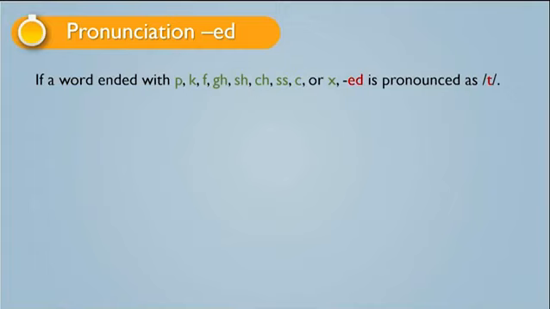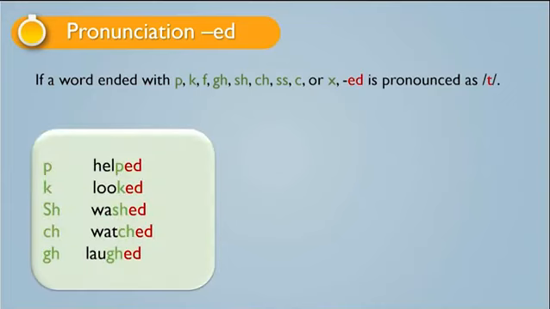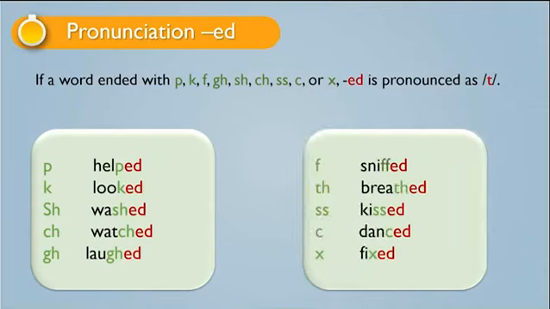If a word ended with p, k, f, gh, sh, she, ch, double s, c, or z, when you add ed, ed is pronounced as t, just like in these examples: helped, looked, washed, watched, laughed, sniffed, breathed, kissed, danced, fixed. All these words, they ended with these sounds. We gave them from the beginning. When we add ed, the sound of ed becomes t.